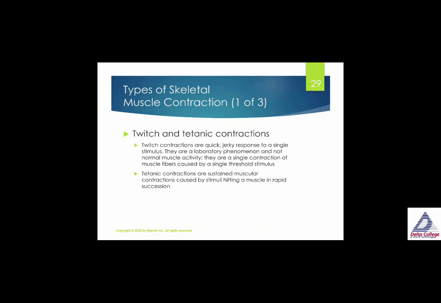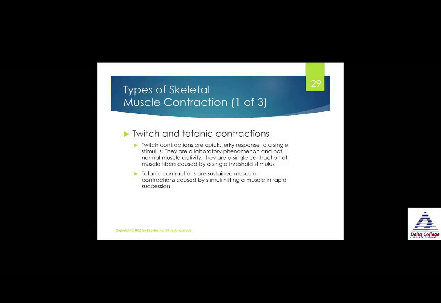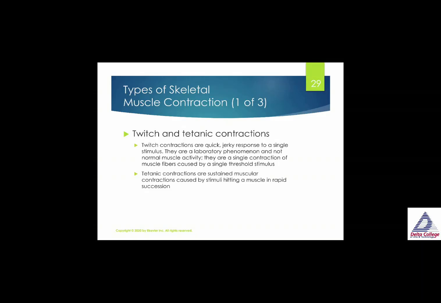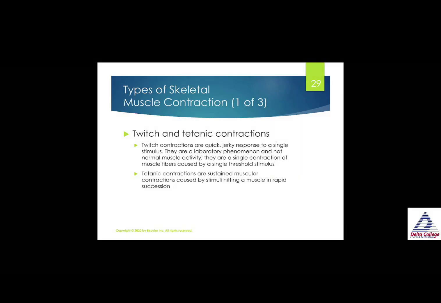We have twitch and tetanic contractions. A twitch contraction is a quick, jerky response to a single stimulus. They are a laboratory phenomenon and not normal muscle activity. They are a single contraction of muscle fibers caused by a single threshold stimulus. So it causes a twitch in the muscle. If a little muscle group continues to move, oftentimes you'll hear this term called fasciculations.